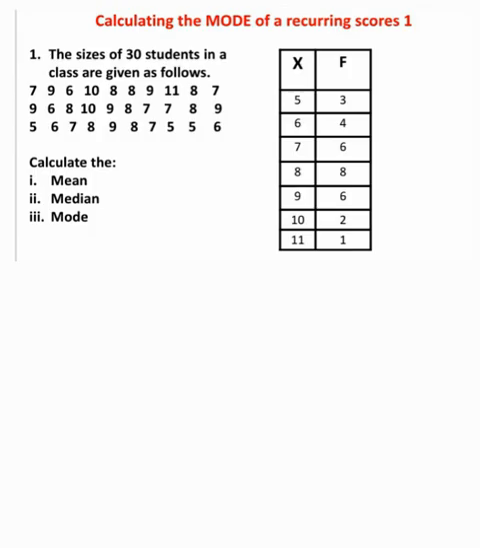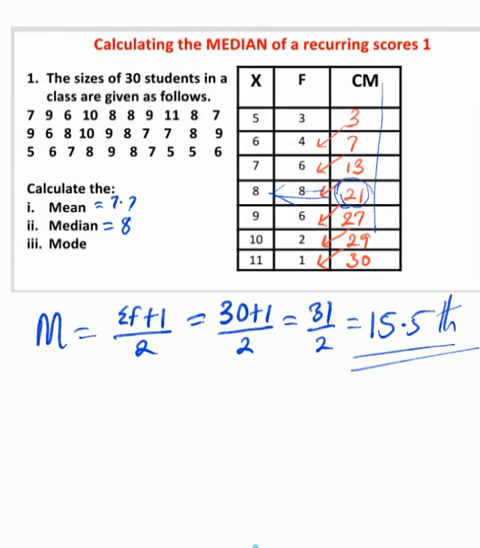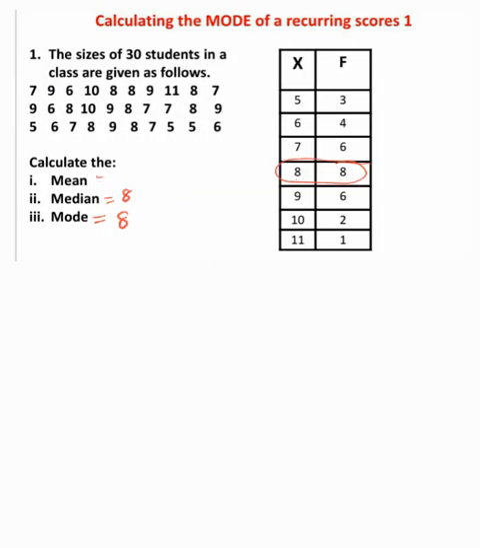And from here we can see that the highest recurring data is 8, appearing 8 times. 7 appears only 6 times, 9 appears 6 times, and the other data less than that, but 8 appears 8 times. Therefore, the mode is simply equal to 8. The median we estimate as 8 as well, and the mean is equal to 7.7. By so doing, we have resolved this question.